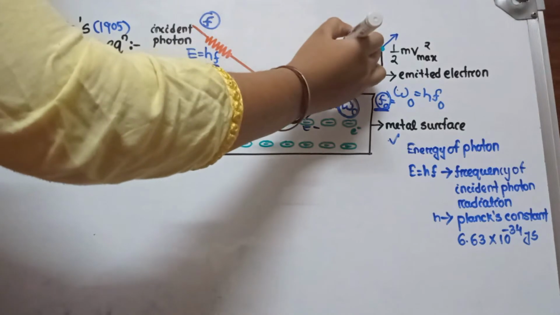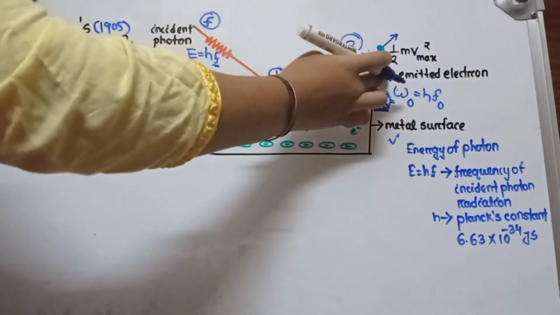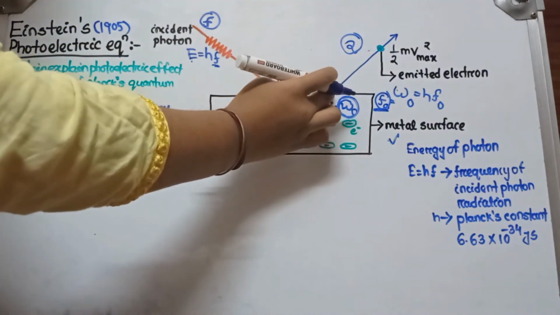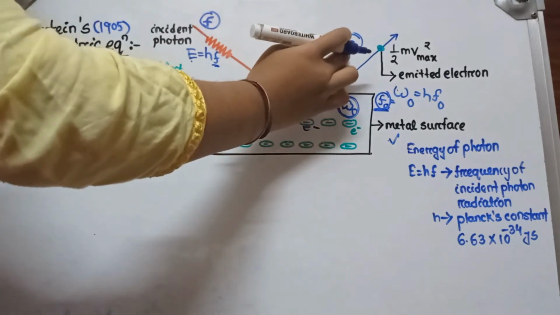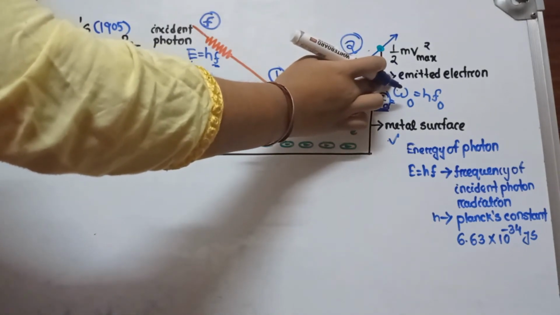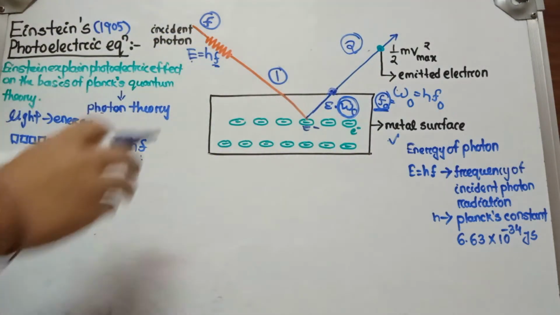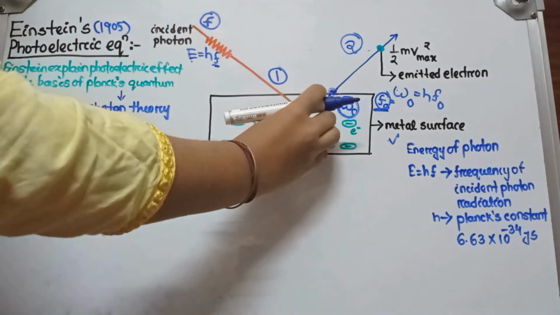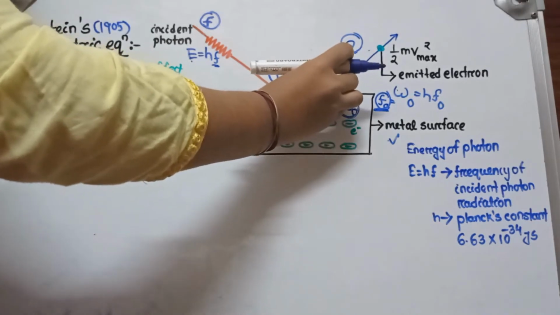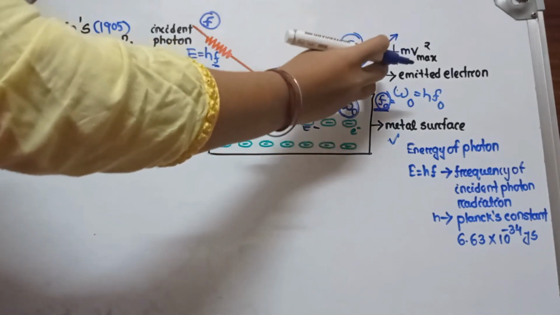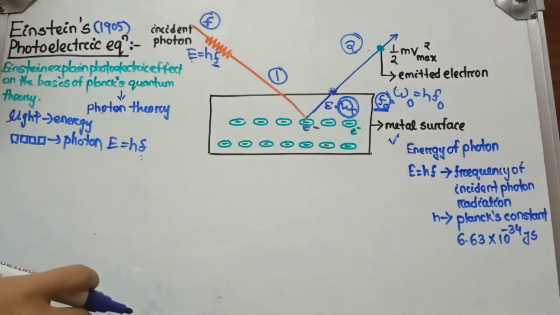So the remaining part of the energy appears as the kinetic energy of this emitted electron. This emitted electron moves in a particular direction. So the kinetic energy of the emitted electron appears as the remaining part of the energy. Clear, students? This much amount of energy came here. Some part of the energy is used by the electron to reach the metal surface and some appears as the kinetic energy of this emitted electron.